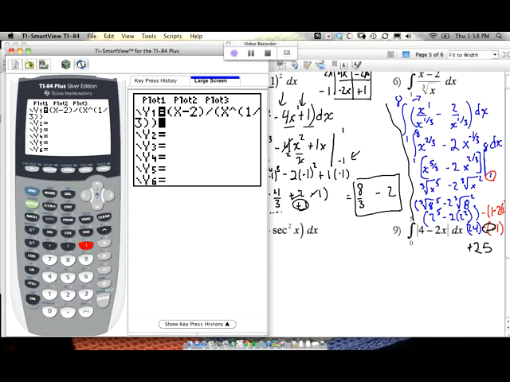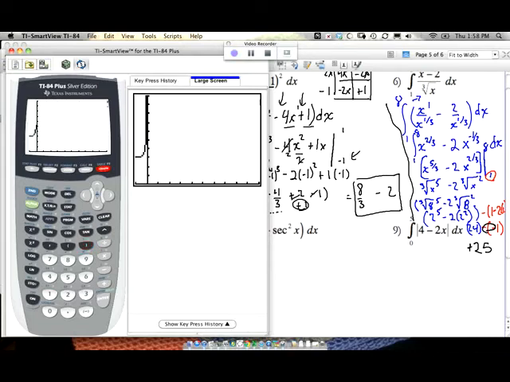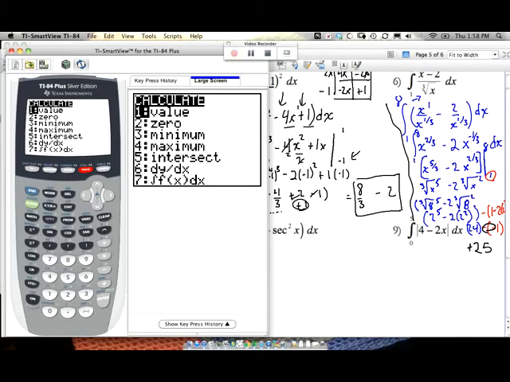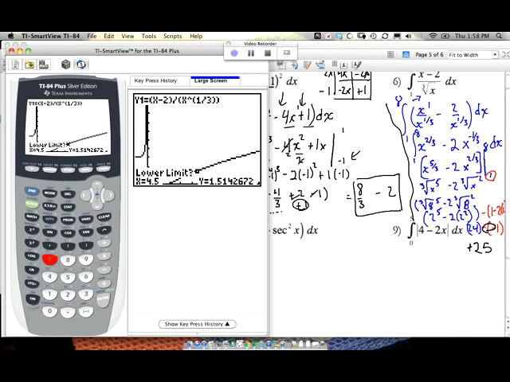Let's see if I can calculate this area. Now we're going from 1 till about 8. So I need to do second, calculate. We're doing the area. In this case, I have it listed as number 7. And my lower limit is 1. My upper limit is 8. What does it come up with? 9.6.